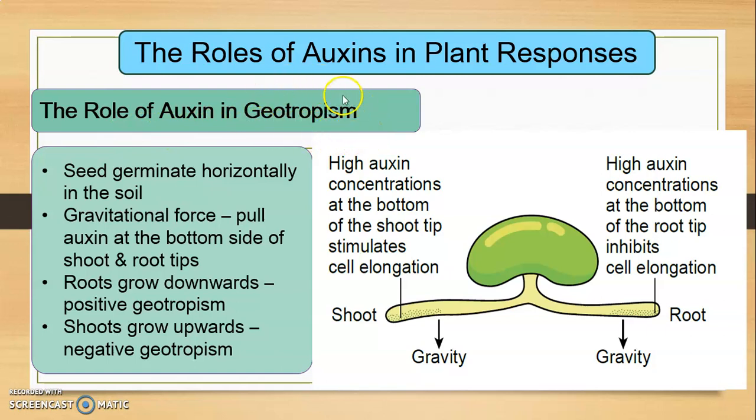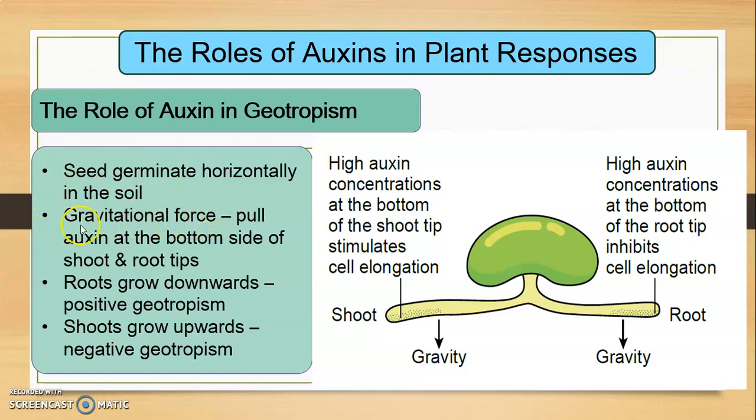What is geotropism? It refers to the response of a plant towards gravity. Please understand this concept first. First, the seed germinates horizontally in the soil. Biji benih bercambah secara horizontal, in the soil, secara melintang.